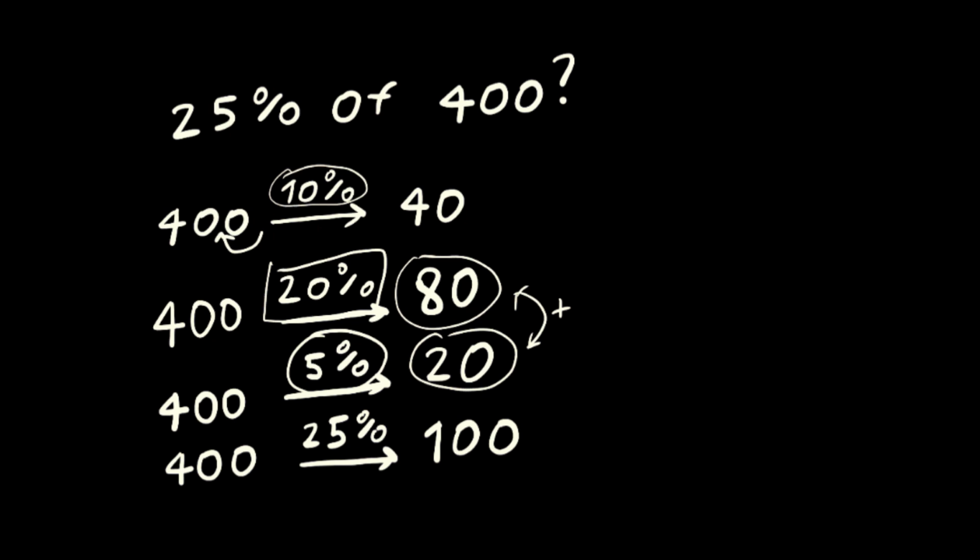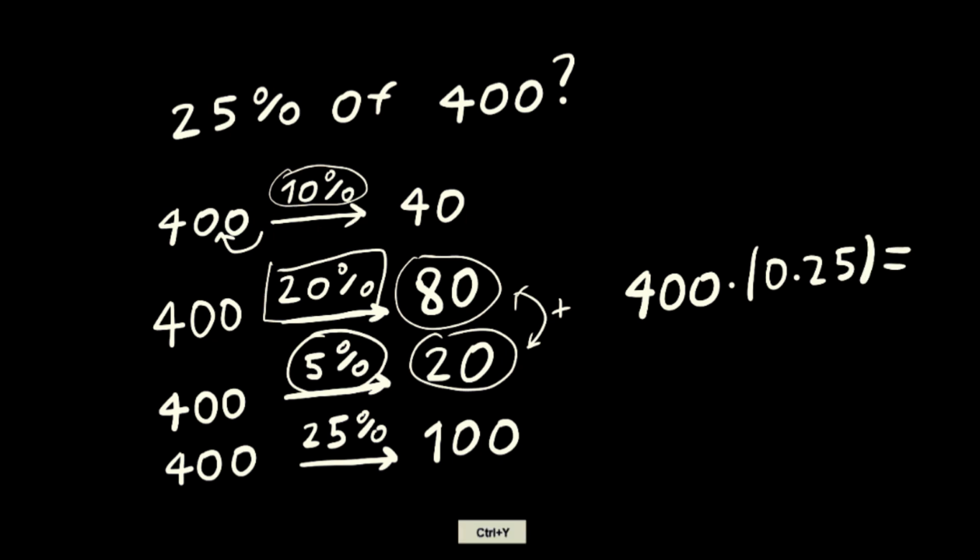So, now, let's confirm this answer with the use of a calculator. Let's multiply 400 by 0.25, which is 25% as a decimal, and this will indeed give you 100.